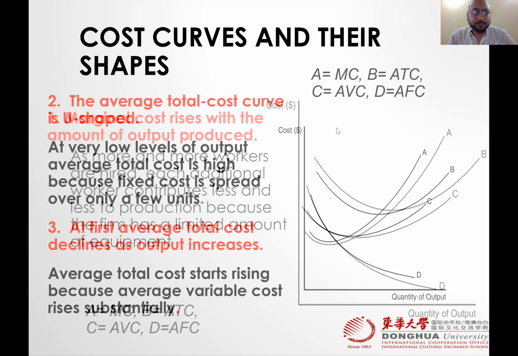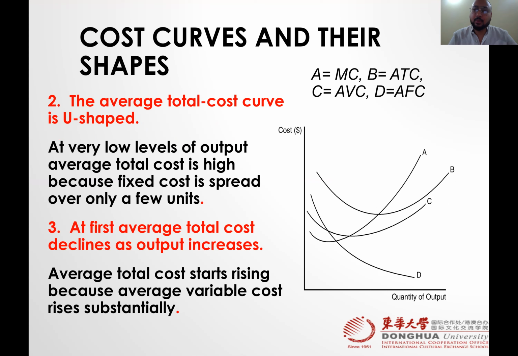And then the average total cost curve is U-shaped. So which one is the average total cost? This one, ATC. You see, it's a U-shaped curve, right? So at a very low level of production, when we have 1 or 2 or 3 units to produce, the average total cost is highest. You see, it is the highest. Even though when you produce more it is falling, but still it is highest.